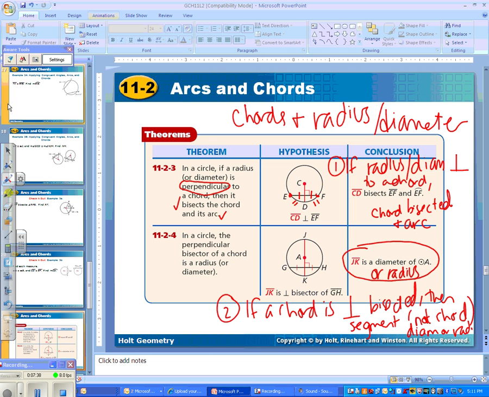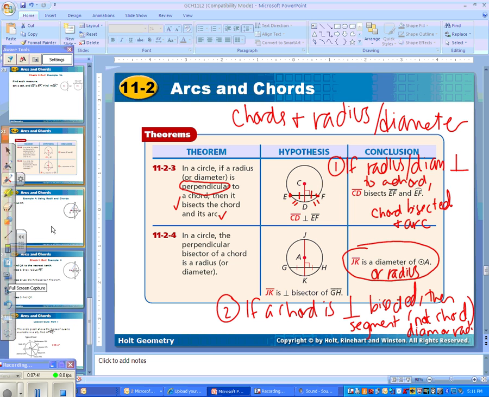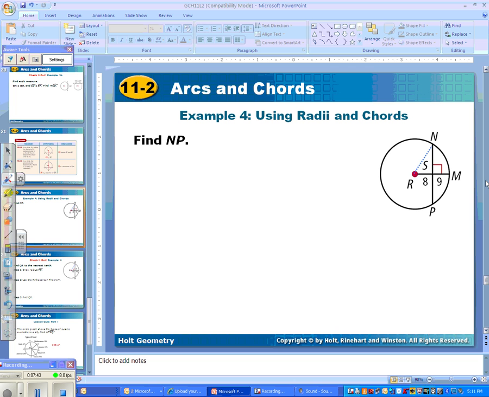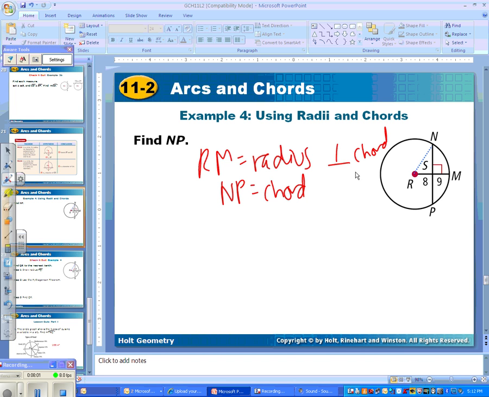Okay, so what that means we can do, here's an example. What that means here is this blue line is not going to be given to you. You're going to see this and you're going to see a chord. And we know that RM is the radius. And we know that NP is the chord. And what's happening is the radius is perpendicular to the chord. So when that happens, that means that the chord is going to be bisected into 2 congruent pieces. So that means that this piece is going to be congruent to this piece.